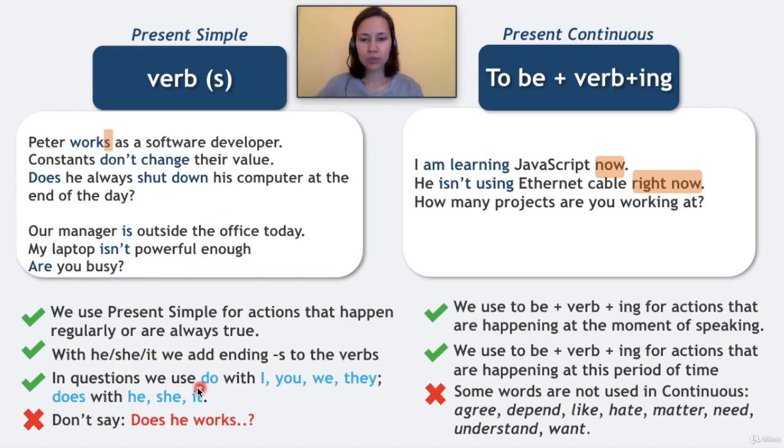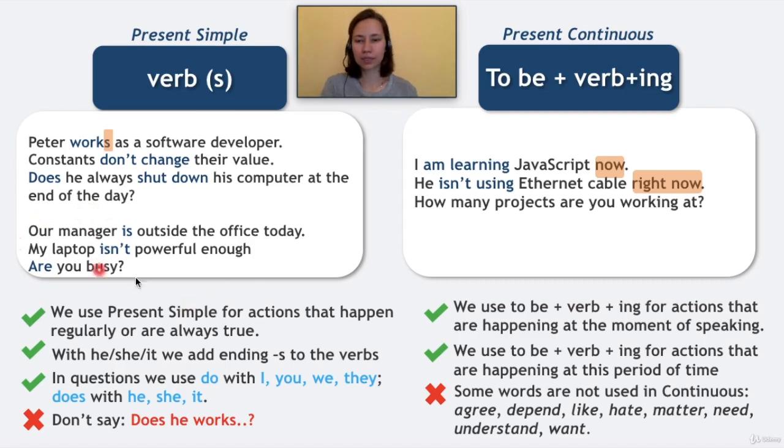In questions, we use do with I, you, we, they, and does with he, she, it, right? So we put do or does at the beginning of the sentence, and then the rest of the sentence. And the verb in this case doesn't change. Nothing is added here. No S here, right? So just do or does. Does he always shut down, or do I always shut down my computer?